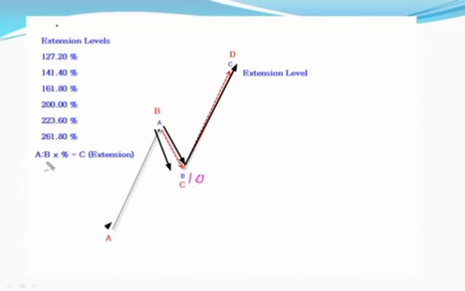So an extension is A to B times a percentage. So times, let's just say, 1618. With 1618, you would look at roughly 16 points up on this move from C to D. Or C, I'm sorry. A to B is 10 points times 1618, which is 16 points. That would be considered an extension.